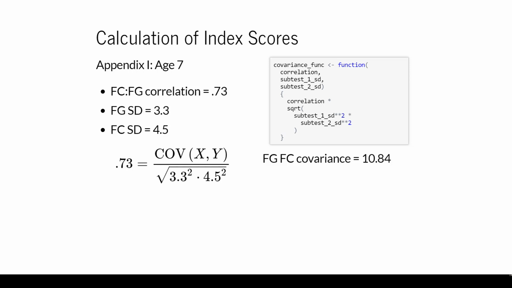And we can plug that into our formula, correlation equals covariance over the standard deviations, and calculate the covariance, which we need to calculate the variance for subtests. Just plugging it into the formula, in this case, we find that our figure ground and form completion correlation, based on what's listed in the table, is 0.73. There's a standard deviation of figure ground of 3.3, and for form completion, a standard deviation of 4.5. We plug all those values in, and we calculate that the covariance of these two subtests is 10.84.